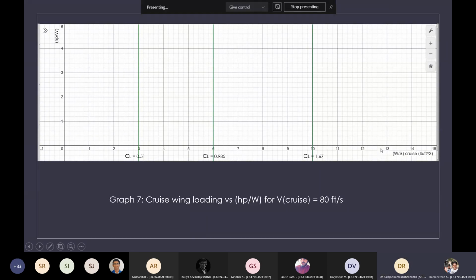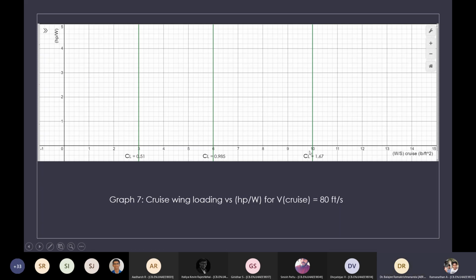So for V cruise, with the help of a reference aircraft, I have taken 80 feet per second. I have shown the wing loading for various CL conditions. As you can see, CL 0.51 is what I mentioned before, which is the least possible CL, and CL of 1.67 is the maximum CL that you can obtain with the help of the wing. For the cruise condition, whatever is in between this region is the feasible region. That means for 80 feet per second, your wing loading must be between 3 to 10 pounds per feet square.